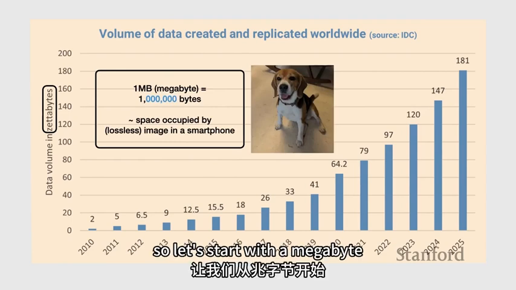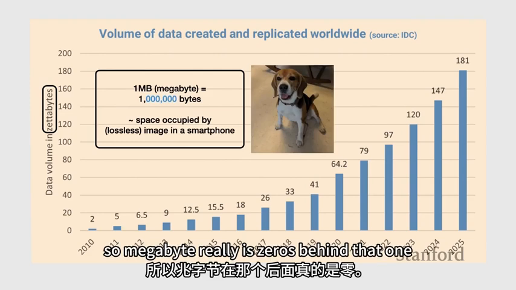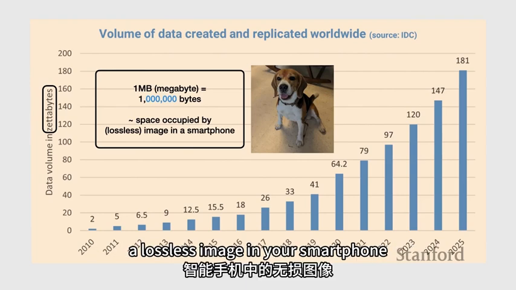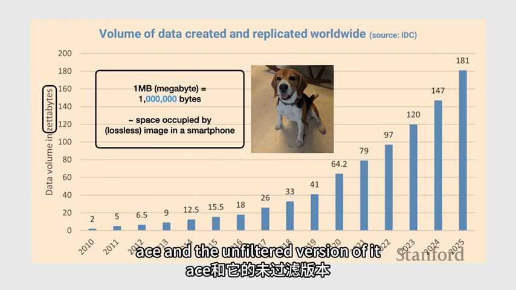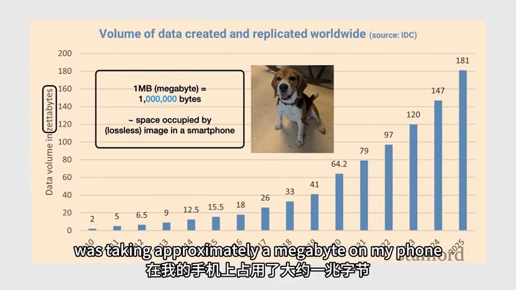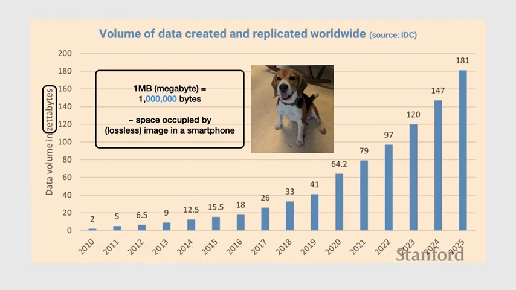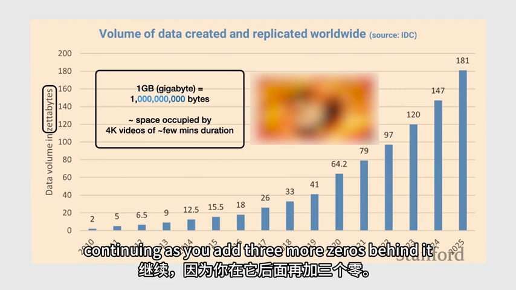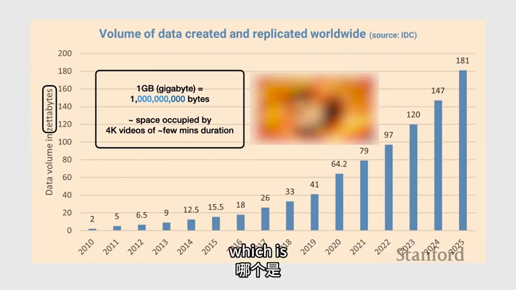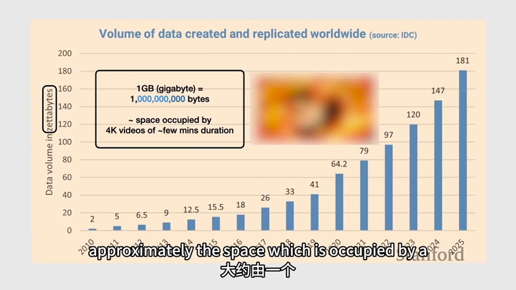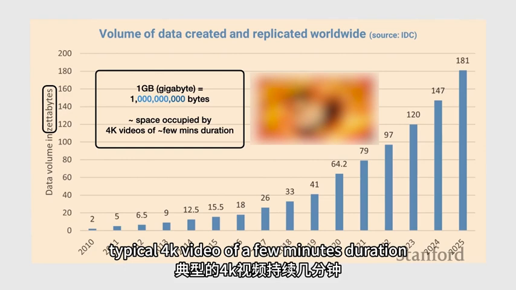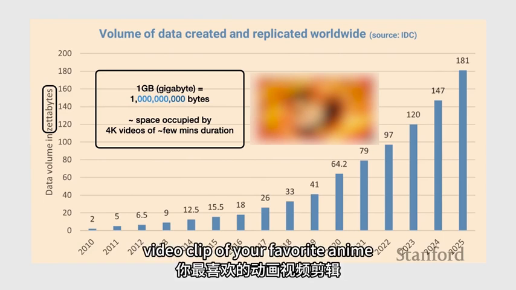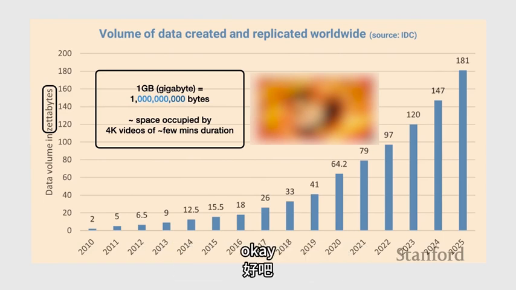Okay. So let's start with a megabyte. A megabyte really is 6 zeros behind that one. And it's roughly the space which is occupied by a lossless image on your smartphone. This is the image of my cousin's dog, Ace, and the unfiltered version of it was taking approximately a megabyte on my phone. Continuing, as you add 3 more zeros behind it, you get a gigabyte, which is approximately the space occupied by a typical 4K video of a few minutes duration. And this was supposed to stream automatically from YouTube, but it was basically a video clip of your favorite anime.